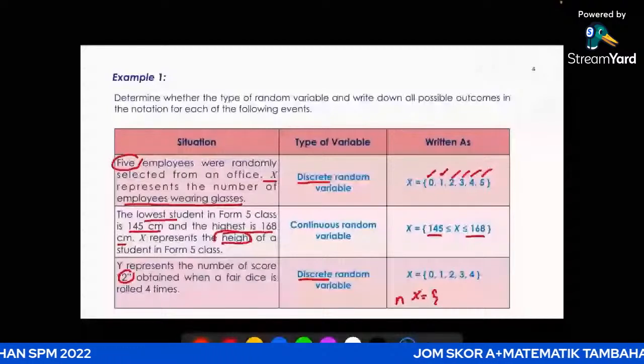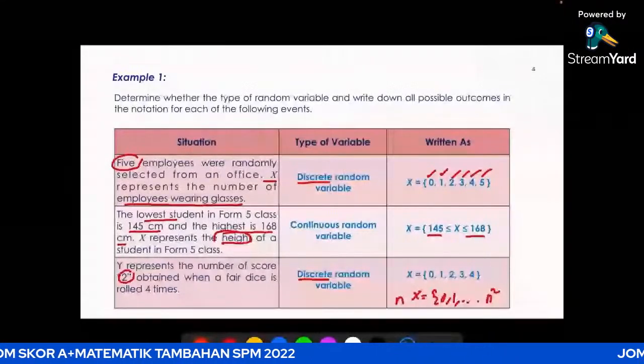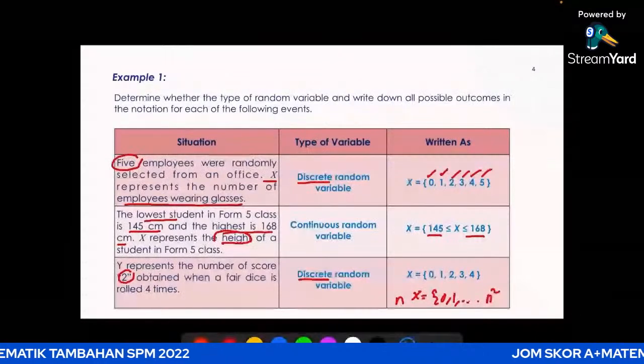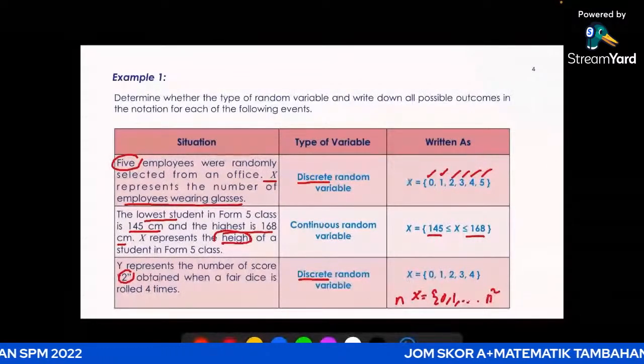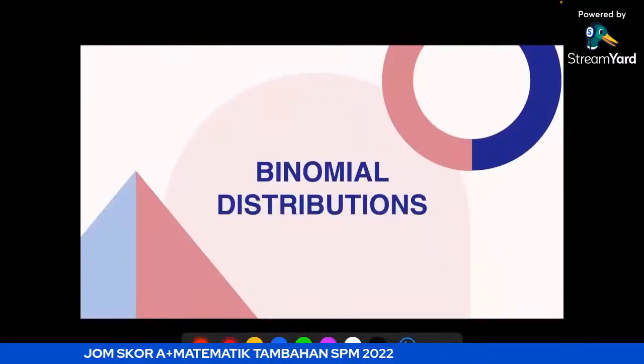Cannot exceed number of trials. Okay, let's say we try 4 times and we get 5, cannot. The highest number will be n itself. Okay, next. We go straight to binomial distributions.